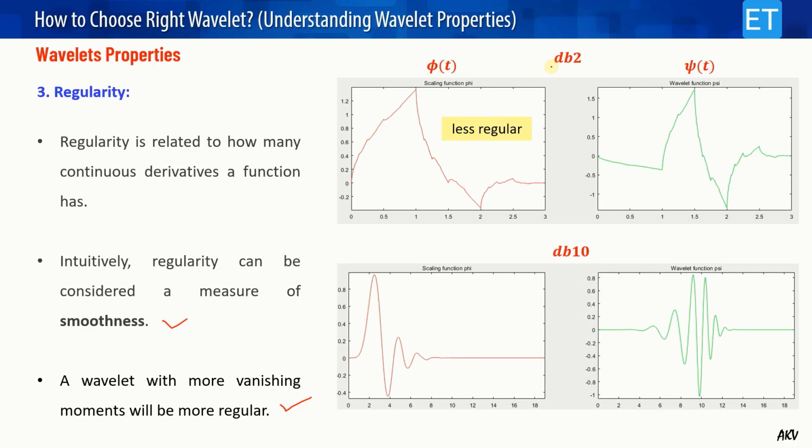So we have taken 2 examples, one of dB2 and dB10. So this is the scaling function of dB2 and this is the wavelet function of dB2, and here you can see dB10. So now see which one is more regular. Of course, this is smoother. I mean the dB10 scaling function and wavelet function are smoother than the scaling function and wavelet function of dB2. So you can compare their corresponding vanishing moments. For dB2 the vanishing moment is 2 and for dB10 the vanishing moment is 10. So more vanishing moments means a smoother and more regular wavelet.